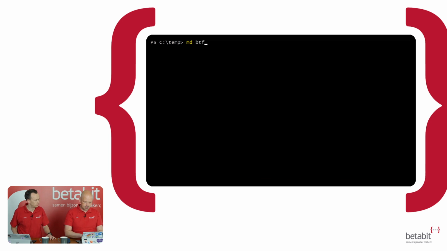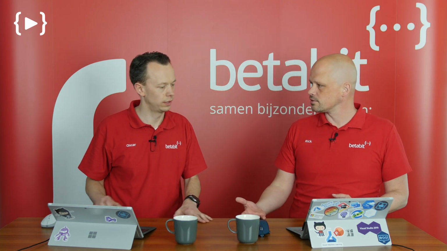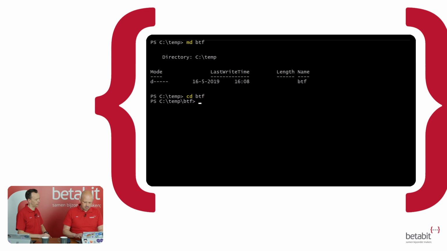So let's first create a BTF folder for beta talks functions. So you create a folder first. Yeah, because that's the location where I actually want to combine all of my functions together. So you want a location where you have your project available, right? So I've got that one now, and then I want to initialize a functions app.